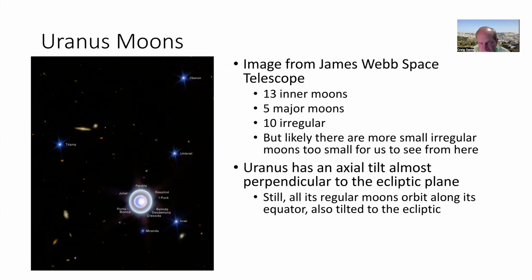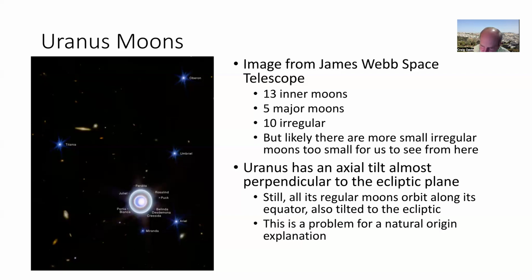Now, Uranus has an axial tilt almost perpendicular to the ecliptic plane. In other words, it's not rotating in the same direction that it orbits and that everybody else orbits. Instead, its rotation is head over heels, so to speak. So instead of rotating sideways, it's rotating up and down. Still, all its regular moons orbit along its equator, so they're also tilted to the ecliptic plane.